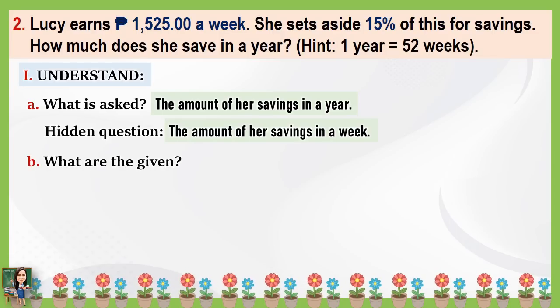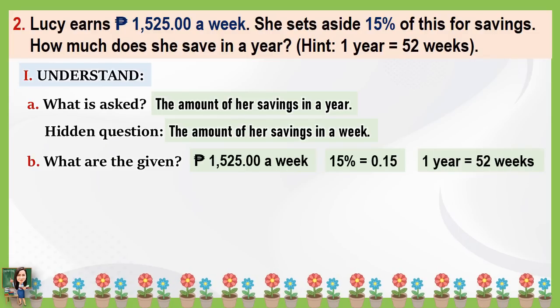What are the given facts? The given facts are 1,525 pesos a week, 15% or equivalent to 15 hundredths, and 1 year is equivalent to 52 weeks.